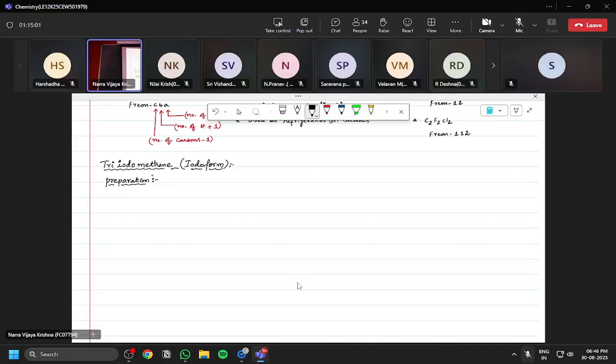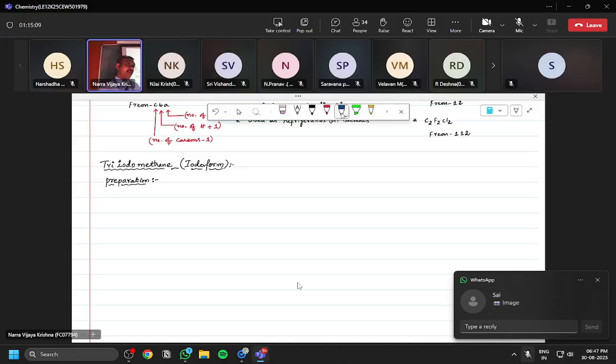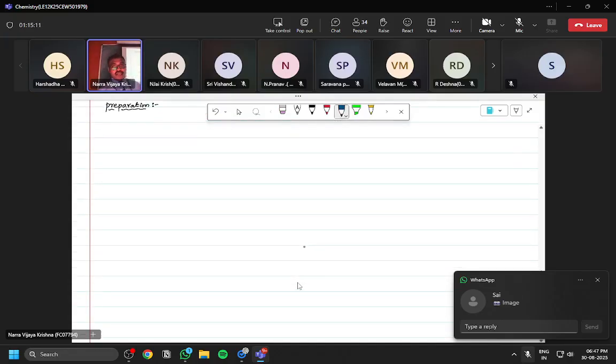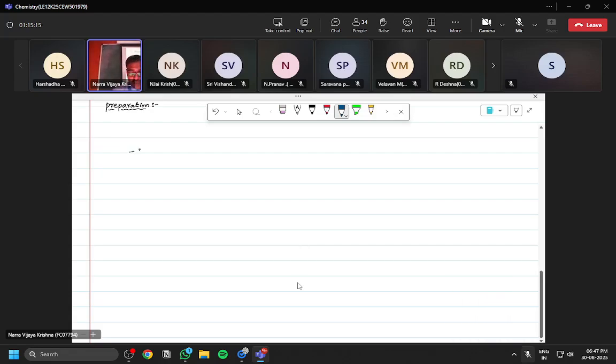In which cases will the haloform reaction be positive? Again, I am repeating, sir, the haloform reaction. Listen again. Condition: if we have an aldehyde or keto group, then the next carbon I call the alpha carbon. If this alpha carbon is a methyl group, then the haloform reaction is positive.